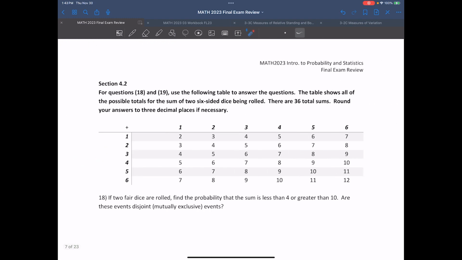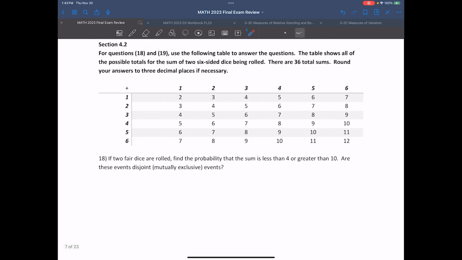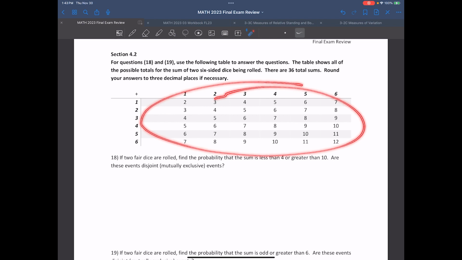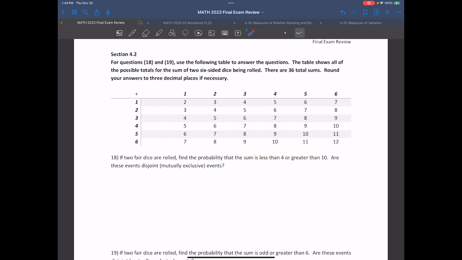All right, number 18, we're given this table. And this table right here is showing the probability space for the sum of two dice rolls. So you can see right here, 1 and 1, you roll two dice, you get a 2. 2 and 1, you get a 3. 1 and 2, also 3.